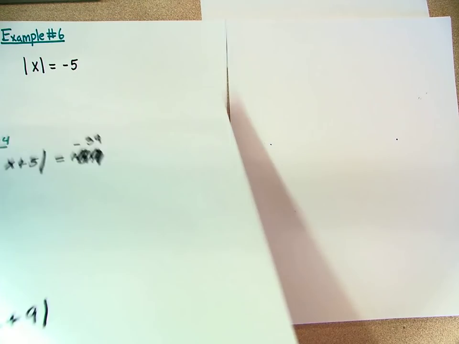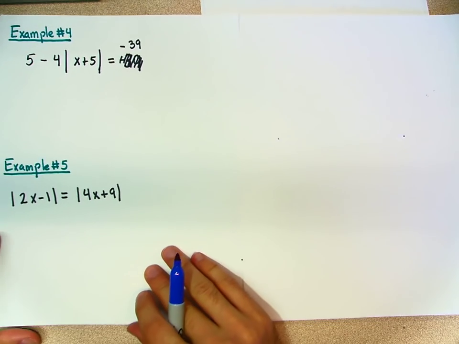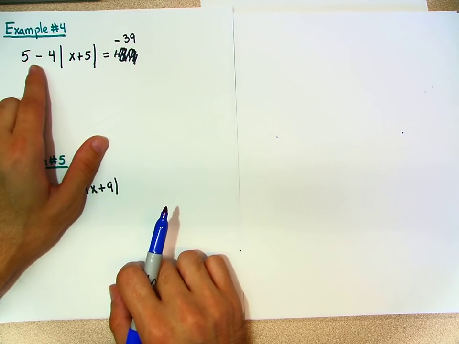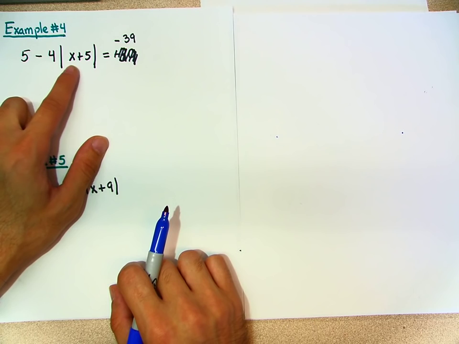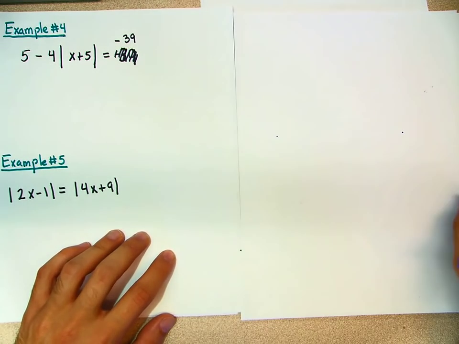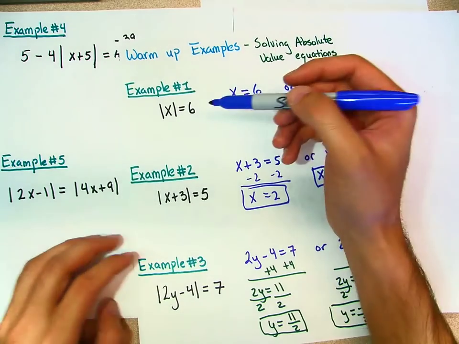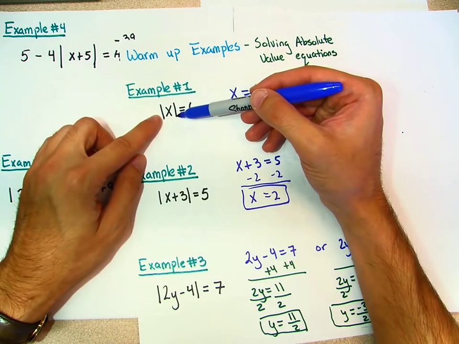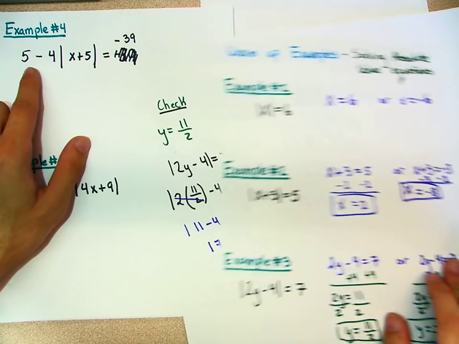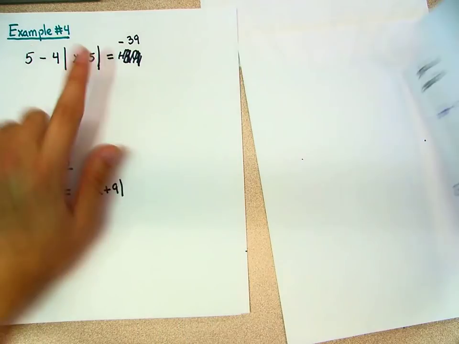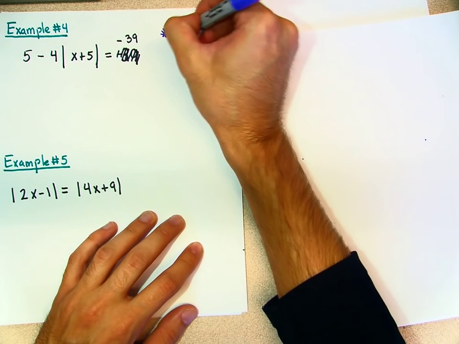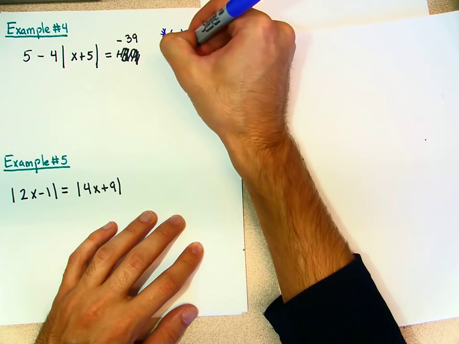Alright. Now, let's see. Example 4. Now these will get a little more tricky. So you see here it says 5 minus 4 times the absolute value of x plus 5 equals negative 39. So here, notice that the absolute value is not solo. So that's what we always want to do. Get the absolute value solo, right?